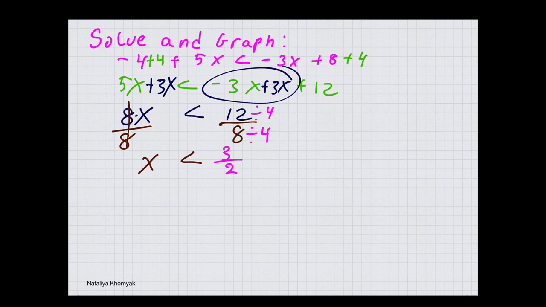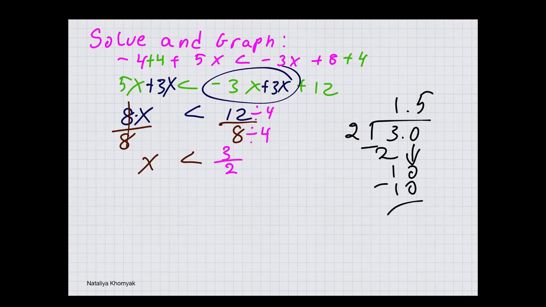For graphing, sometimes it's easier to convert fractions into decimals. So 2 goes into 3 one whole time. 2 times 1 is 2. So the difference is 1. We can add as many zeros after the decimal as we need. Drop this 0, so 2 will go into 10 5 times, minus 10, 0. So we have x is less than 1.5.